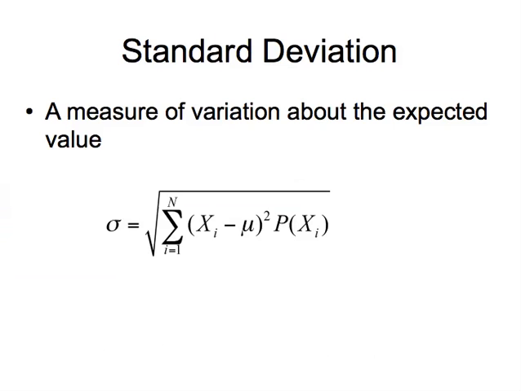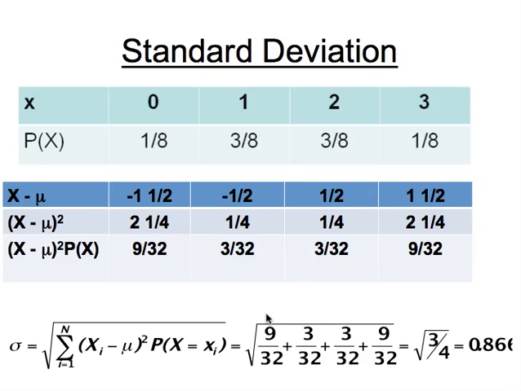Now the standard deviation would be the square root of the variance. So the standard deviation would be the variance, 3 over 4, square root of that, to give us 0.866, I believe that last number is.